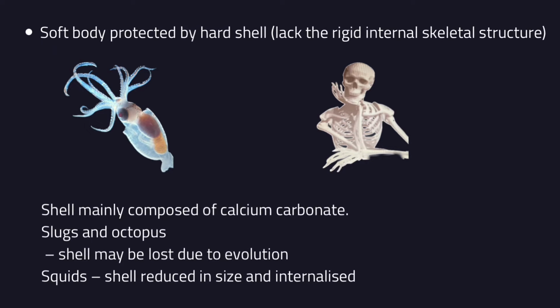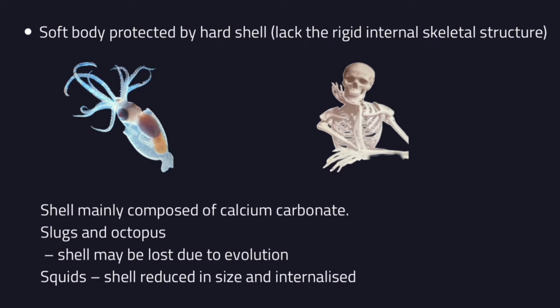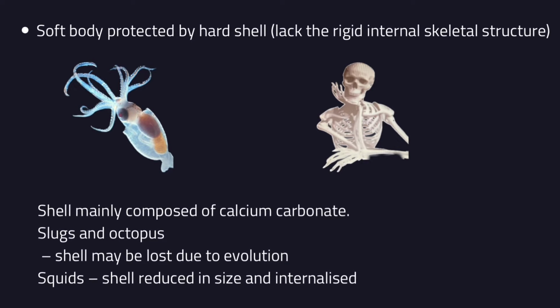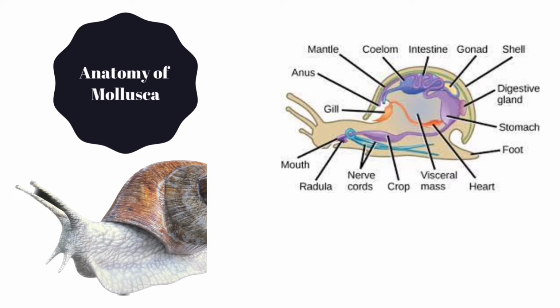Besides, all mollusca have a soft body protected by a hard shell. That means that they lack the rigid internal skeletal structure like you and I have. The shell is mainly composed of calcium carbonate. We can see, for example, in slugs and octopus, the shell may be lost due to evolution. For squids, the shell is reduced in size and internalized.